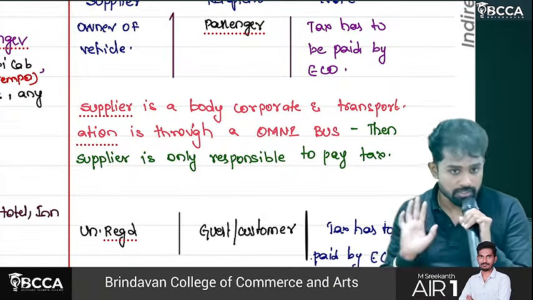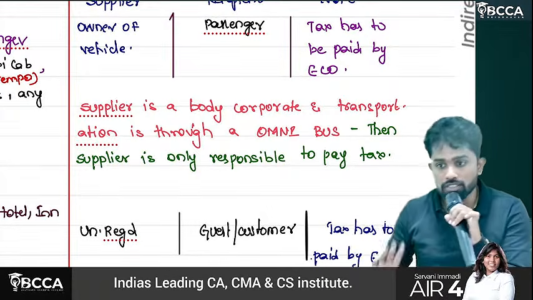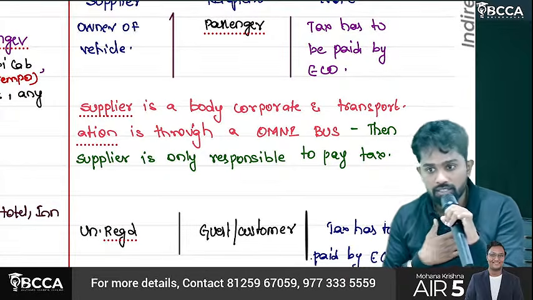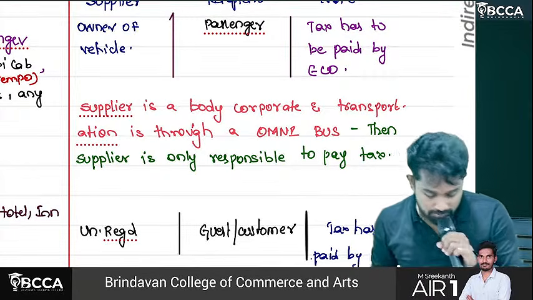Sir, I own 3 buses, let's say, and my buses are also listed in Abhibus. But I'm an individual, right? Then who has to pay tax, sir? ECO only has to pay the taxes.